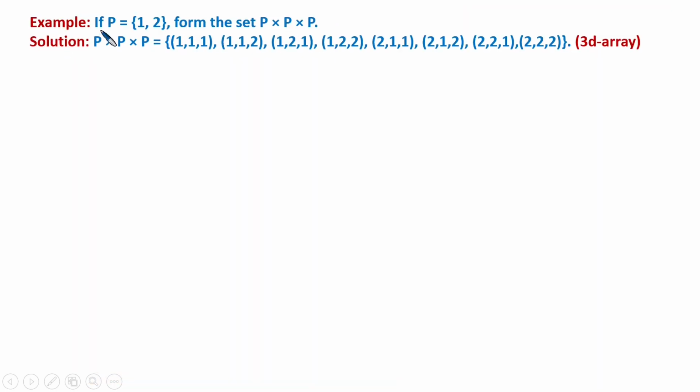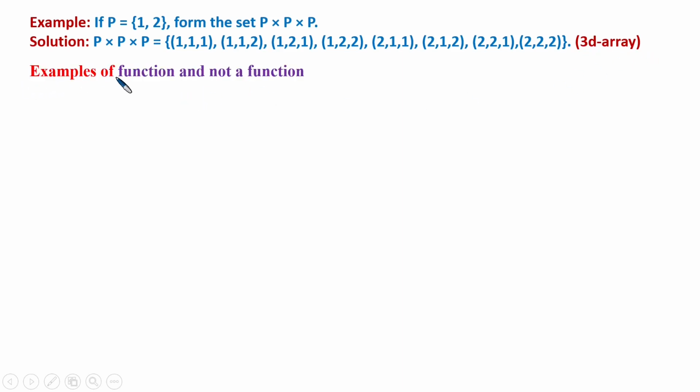Now an example: if set P is the set {1, 2}, form the set P cross P cross P. So for each P you write this in braces, {1, 2} cross again {1, 2} and again cross {1, 2}. Now from each of these you take 1, 1, 1. So this is one element. Then you take 1, 1 and from this only take 2. So this is another. So you take all these combinations and you will get this set. So this is like a 3D array which I had mentioned earlier.